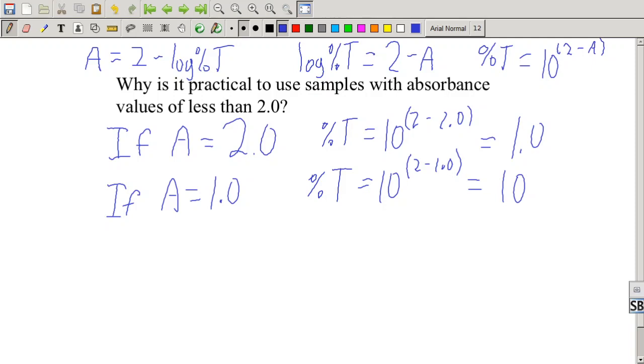We calculated before, 50% transmittance has an absorbance of 0.3. That's half as much light that's getting to the detector versus your blank. So from 50 to 100% transmittance, you're going from absorbance 0.3 to absorbance 0. So that's the best range because you're going to get the biggest variation in absorbance across that range.